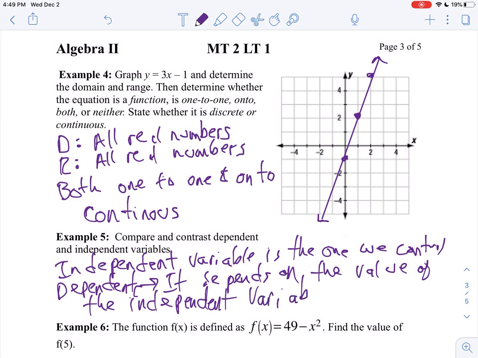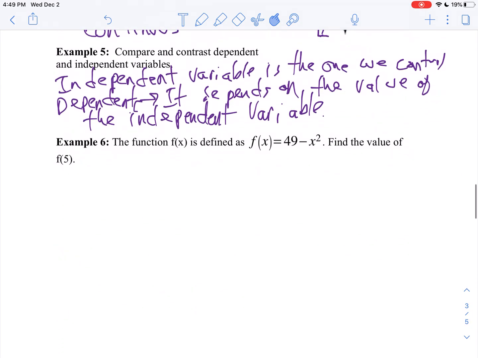In an equation, the dependent variable is by itself. So if we look at our equation, y equals 3x minus 1, y depends on the value of x. Because what happens, we take x, multiply by 3 and subtract 1. So x is my independent variable, y is my dependent variable. When we look at function notation, it tells us what the independent variable is, because it tells us, hey, x is my independent variable. f of x is going to be my dependent variable.